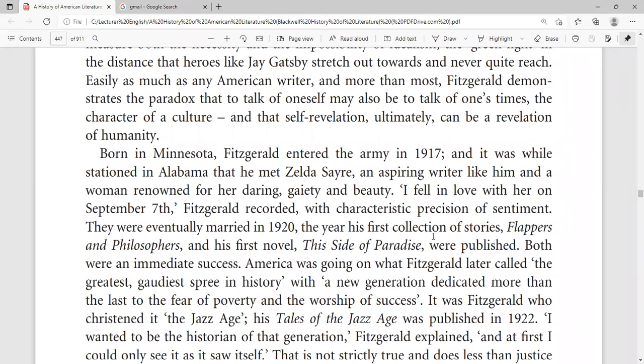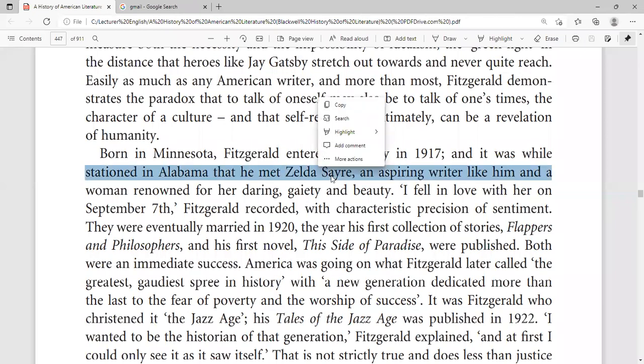Scott Fitzgerald entered the army in 1917, and it was while stationed in Alabama state of America, where he met Zelda Sayre, an aspiring writer like him and a woman renowned for her daring, gaiety, and beauty. And he himself recorded, I fell in love with Zelda Sayre on September 7th. They were eventually married in 1920, the year his first collection of stories, Flappers and Philosophers, and his first novel, This Side of Paradise, were published.